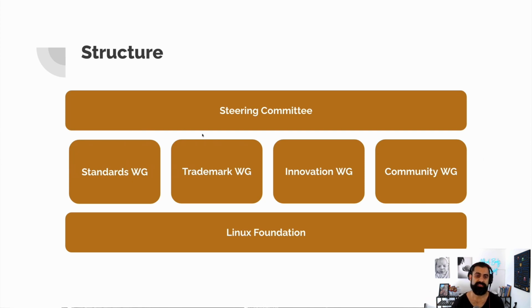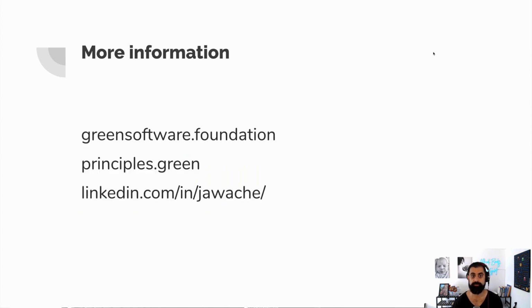And we have a steering committee on top, and they give us a lot of advice and help direct some of the strategies and budget. So that's what the steering committee does. For more information, head to greensoftware.foundation. I recommend heading to principles.green, where we talk a lot about the principles of green software engineering.